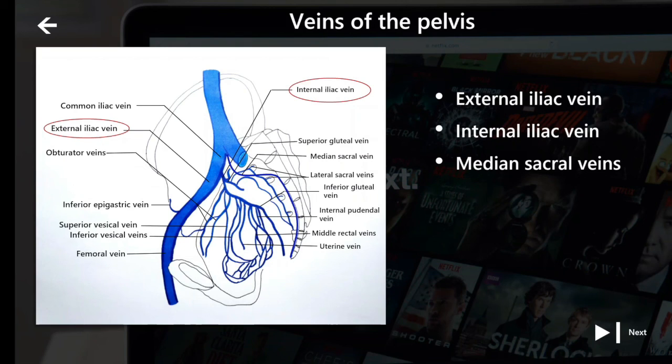The internal iliac vein begins by the joining together of tributaries that correspond to the branches of the internal iliac artery. It passes upward in front of the sacroiliac joint and joins the external iliac vein to form the common iliac vein. The median sacral vein accompanies the corresponding artery and ends by joining the left common iliac vein.